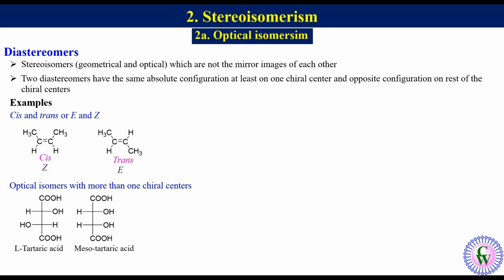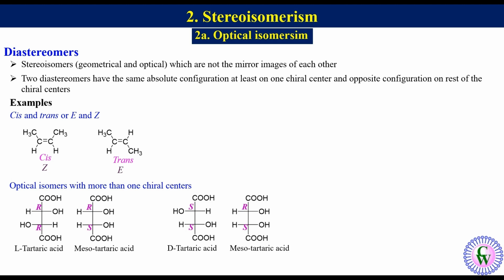L-tartaric acid has 2R, 3R configuration, while meso tartaric acid has 2R, 3S. Here we can see that both have the same configuration at C2 but opposite on C3. So these are diastereomers. Similarly, D-tartaric acid and meso tartaric acid are also a pair of diastereomers.